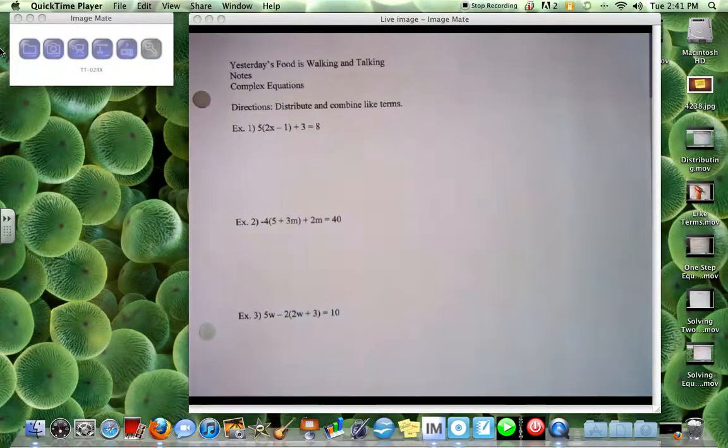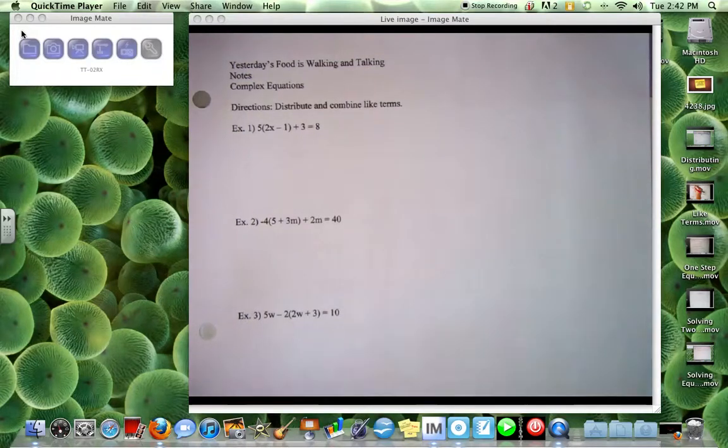All right, so today we are looking at what we call complex equations. We have distributing to take care of, and we need to combine like terms. Now, we only have a constant on the right-hand side, so we're going to take care of combining the like terms on the left-hand side, and then we're going to move things around to solve for x.